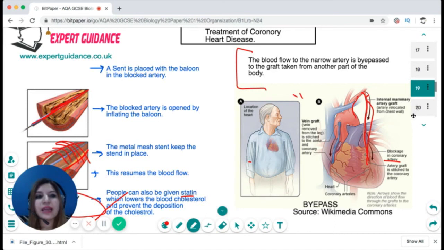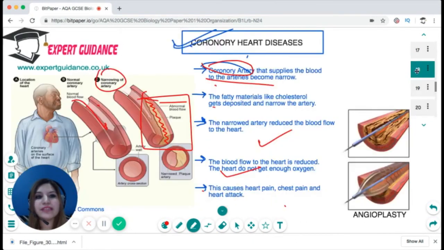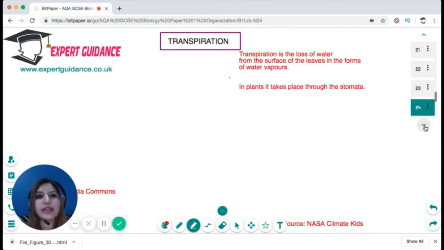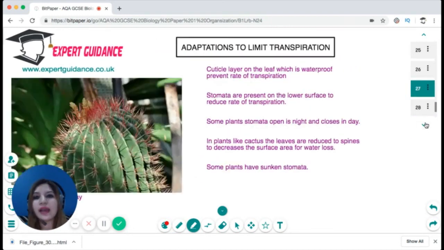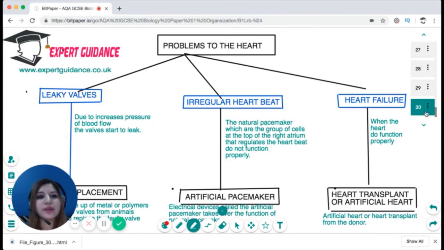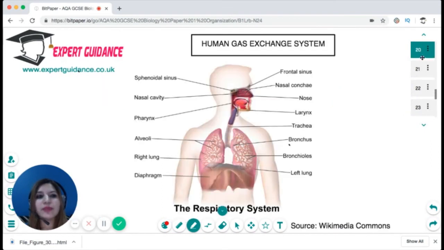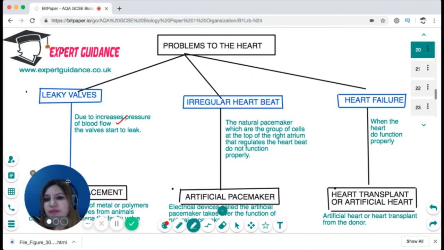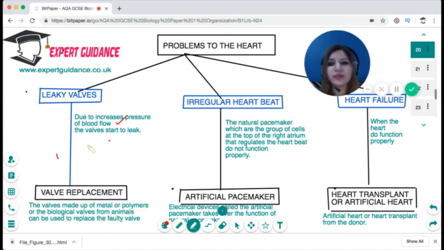Okay, now there are other problems apart from this that can be associated with the heart. These problems are like leaky valves. A person can have leaky valves. Maybe over time the blood flows at a very high pressure, so the person can develop leaky valves. Due to increased pressure of blood flow, the valve starts to leak. For that, we have valve replacement, where valves made of metals or polymers are placed, or biological valves from animals can be used.